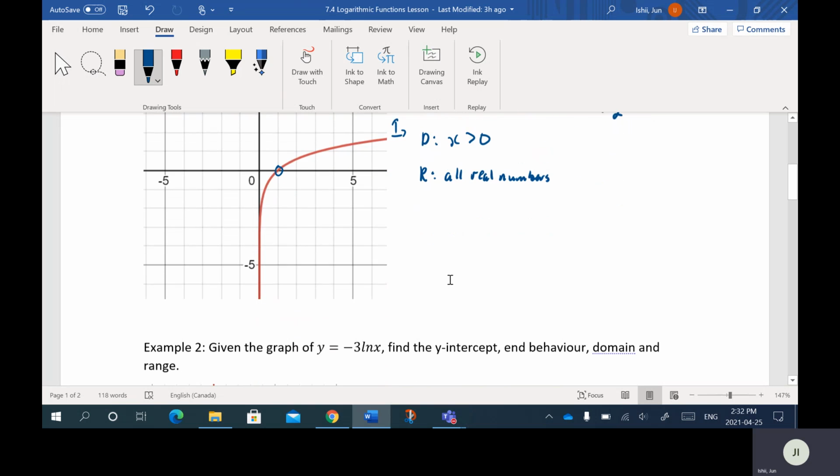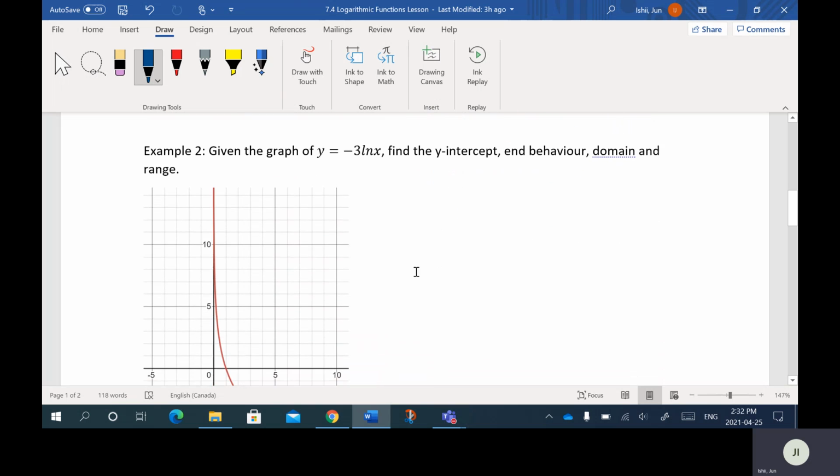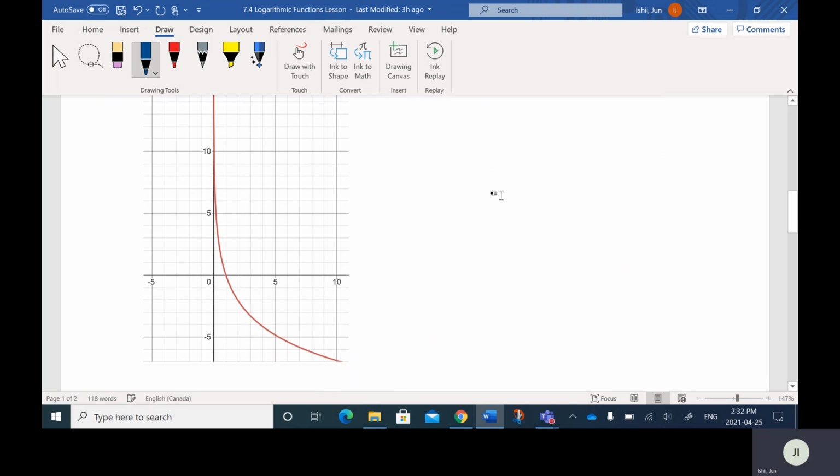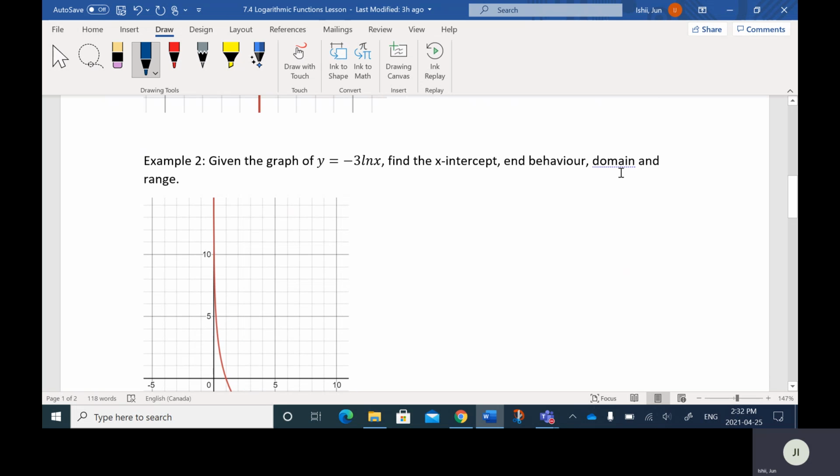Cool. Now let's do the next example here. This time we're given the graph of y equals -3 ln x, y-intercept. Sorry, I shouldn't say y-intercept. Let's just say x-intercept. Sorry, guys. There is no y-intercept. It never crosses the y-axis. So actually, it should be x-intercept, end behavior, domain, and range.